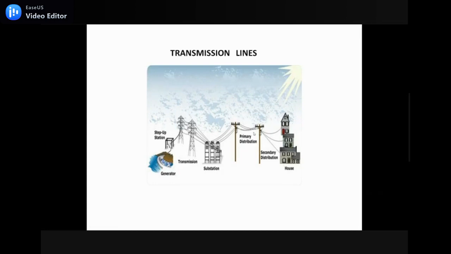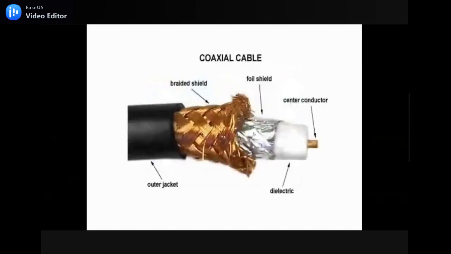And there are many types of transmission lines. Examples: coaxial, two wire, waveguide, microstrip, and fiber optic. I'm going to explain three types: coaxial, two wire balanced, and waveguide. The first one is coaxial cable. Coaxial cable is the most commonly used one.